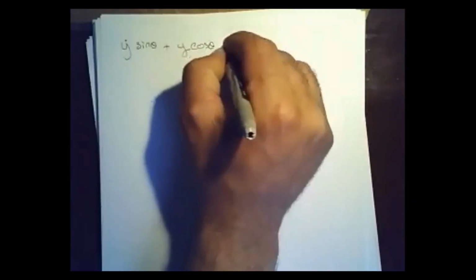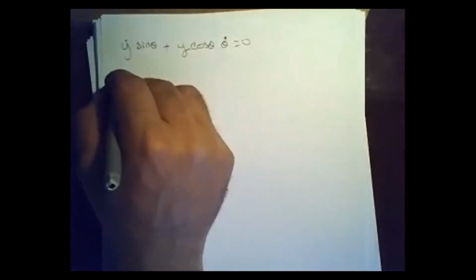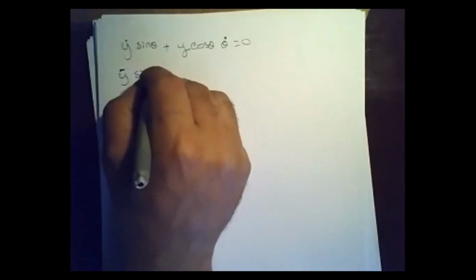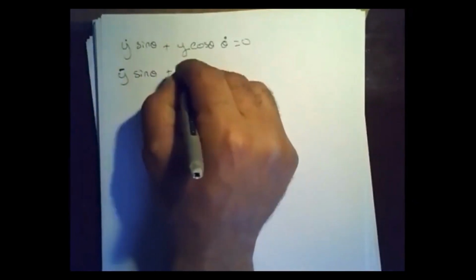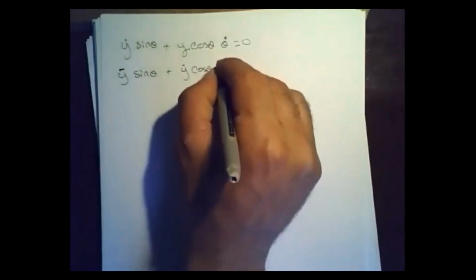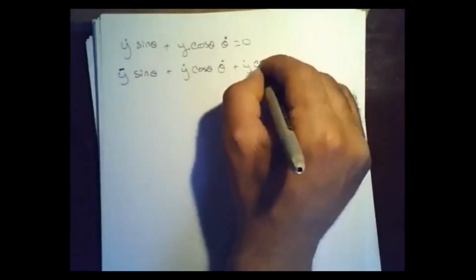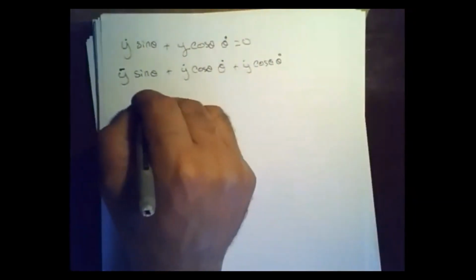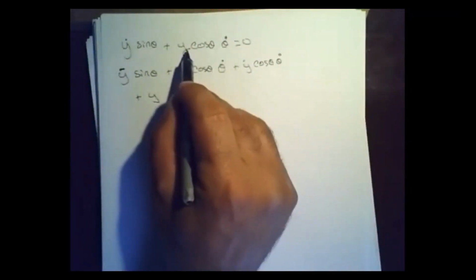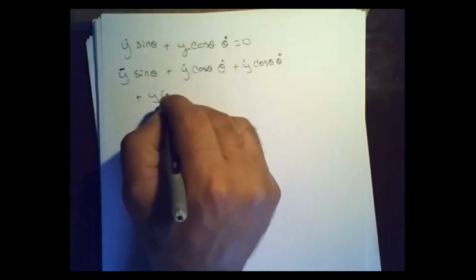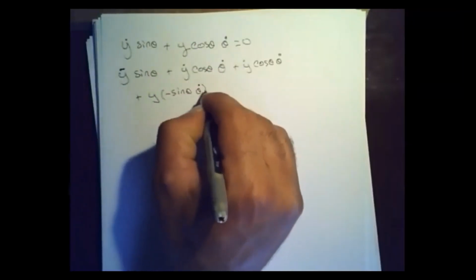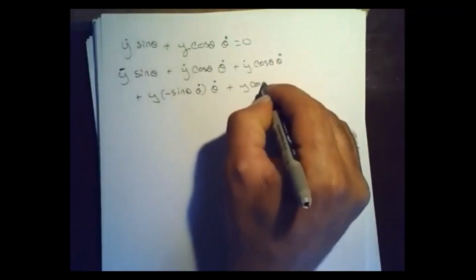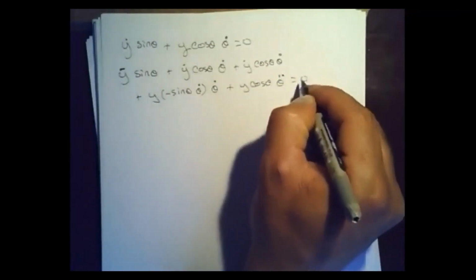So I'm going to rewrite this one more time. So we had y prime sine theta plus y cosine theta times theta prime is equal to 0. Differentiating this, you're going to end up with y double dot sine theta plus y prime cosine theta theta prime plus y prime cosine theta theta prime plus y. So this is a chain rule. You start by differentiating this guy plus y. Derivative of cosine theta is minus sine theta theta prime times theta prime plus y cosine theta theta double dot is equal to 0.